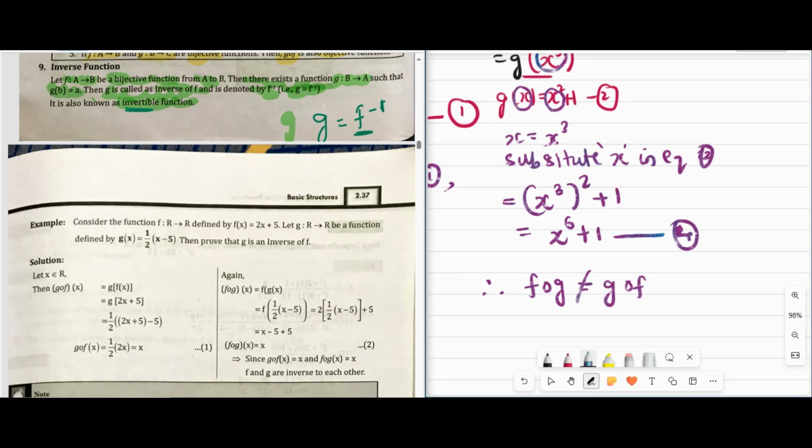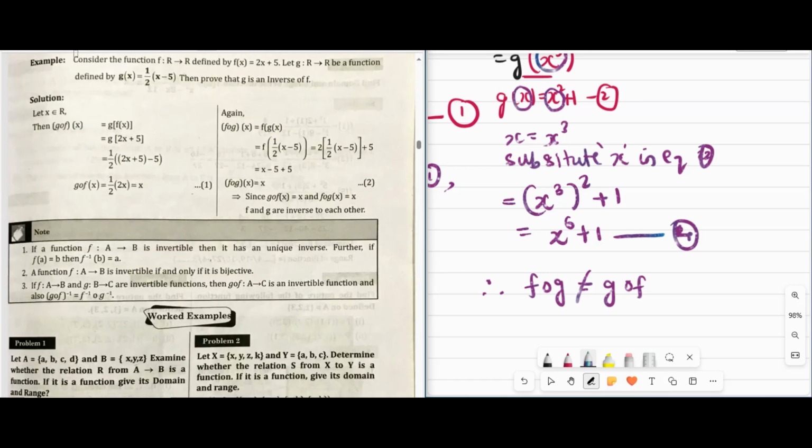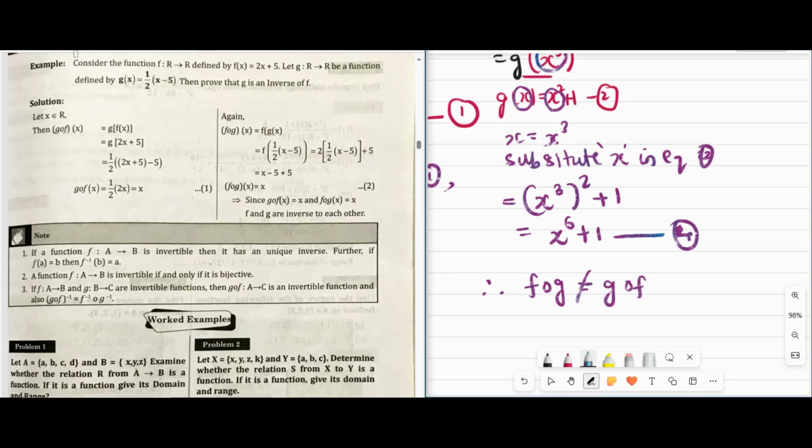It is only called invertible if you prove this. So how do we prove this? We'll do this problem and check. Here we have already found g∘f and f∘g. To prove it is an inverse, we can prove that if both f∘g and g∘f are identity, then it is called an invertible function. We'll do this problem.